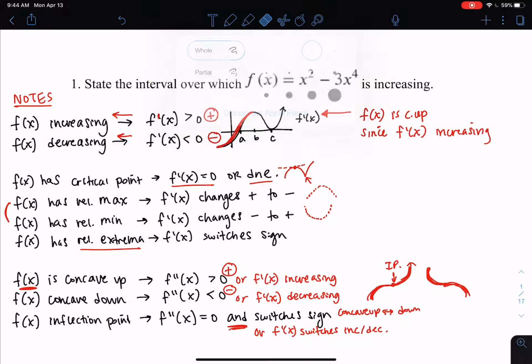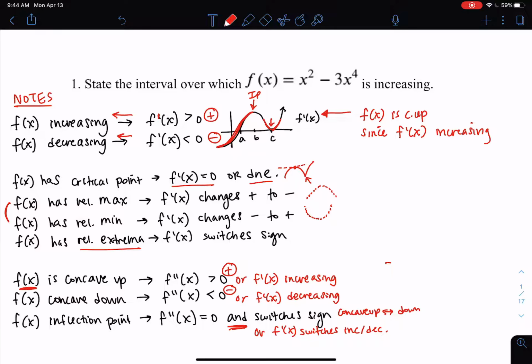Now, using the first derivative definition, we would say it's where f prime switches from increasing to decreasing. So for instance, this would be an inflection point since f prime changes from increasing to decreasing. And then this would also be an inflection point since the first derivative changes from decreasing to increasing. Okay, so that's just a basic rundown.